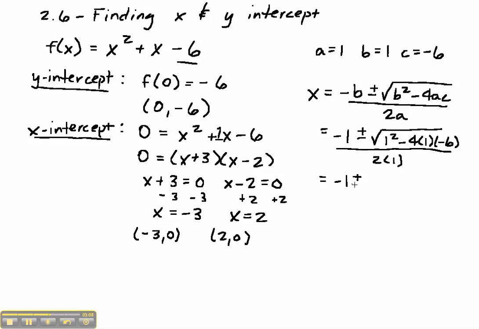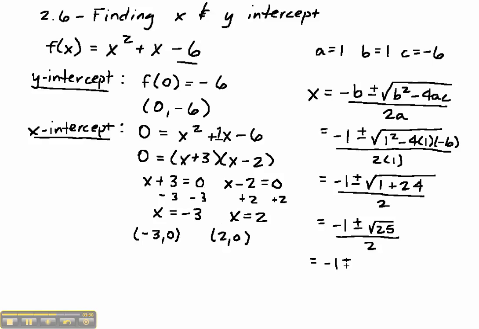So we're going to simplify inside our square root. 1 squared is 1. Negative 4 times 1 times negative 6 is a positive 24. And then 1 plus 24 is 25. Now 25 is a perfect square. So we can write that as negative 1 plus or minus 5, divided by 2. And now the plus or minus means that you have two different equations. You have negative 1 plus 5 divided by 2, and you have negative 1 minus 5 divided by 2.